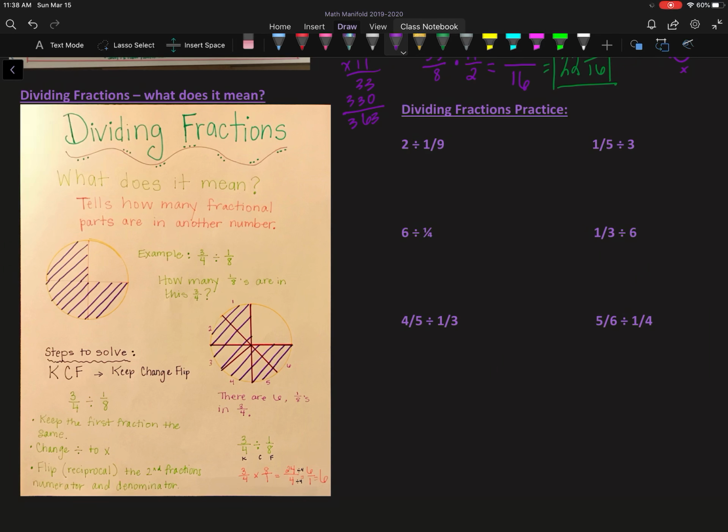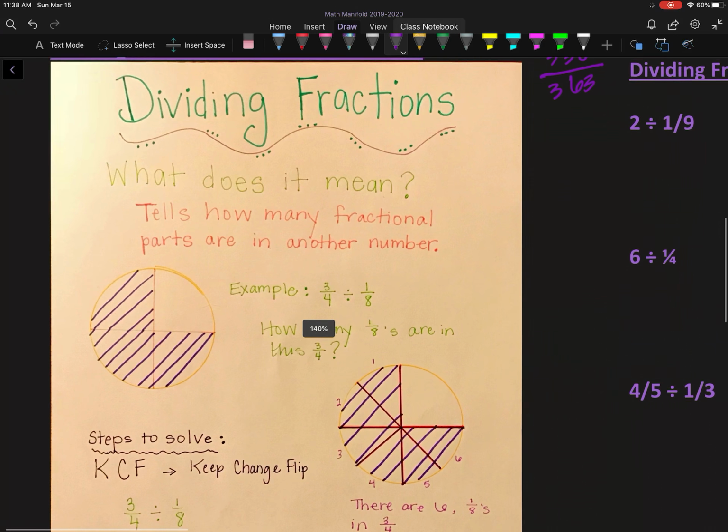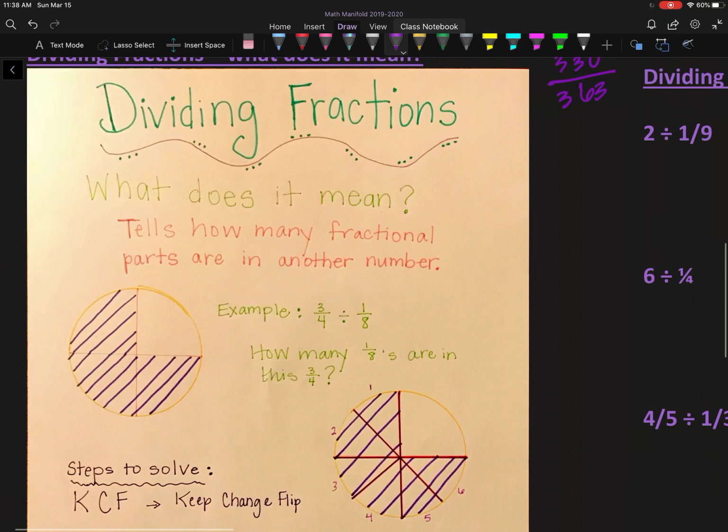For our second part of the multiplying and dividing fractions lesson, we're going to focus on dividing fractions. Before we even start, I want to make sure that we understand what it means to divide fractions. For instance, if we're going to do 3/4 divided by 1/8, it's telling me how many fractional parts are in another number. I've got 3/4 here, and I'm trying to determine how many eighths are in this 3/4.